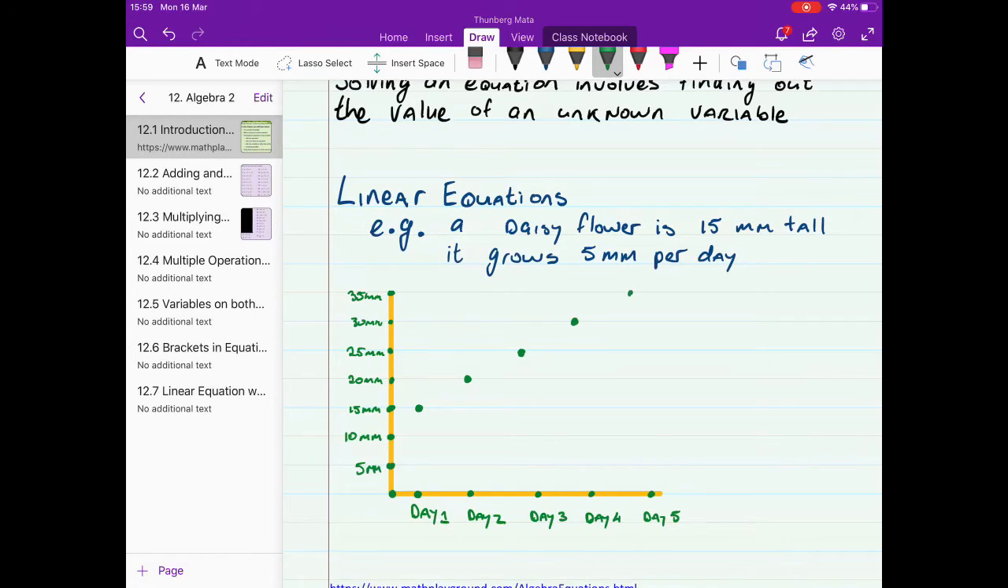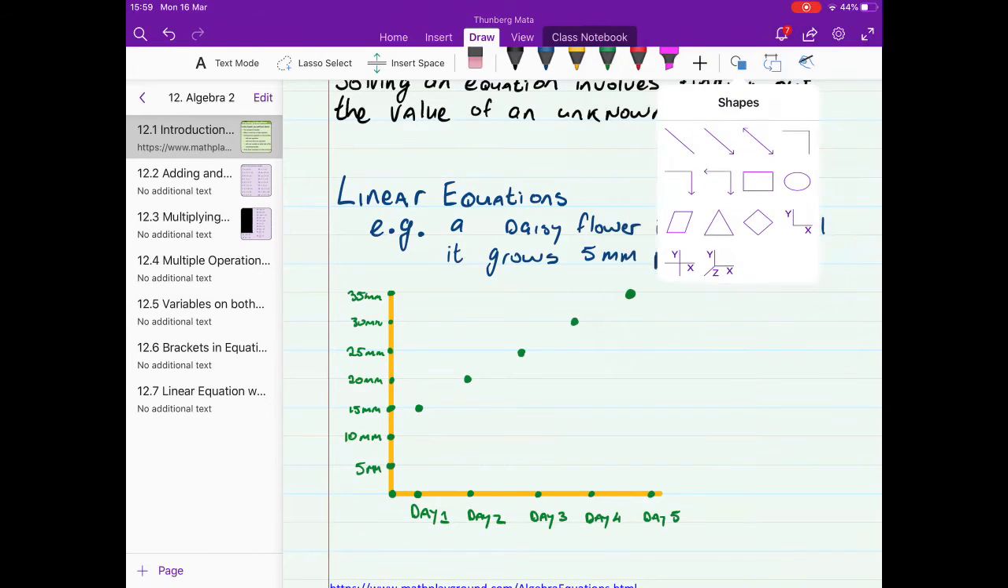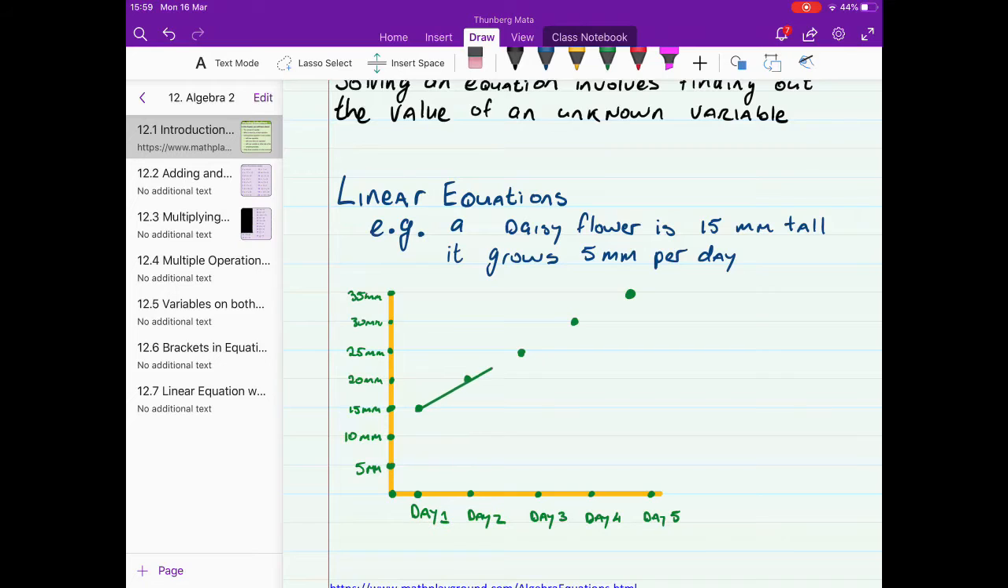and day 5 will be 35. So if we look at all those dots lined up there, we can see that if we connect them together, we have a line. So that's where the word linear equations come from. Linear equations can be represented by lines. So linear, if we look at that word, can be broken down to make a line. So we're going to look at equations that represent lines.